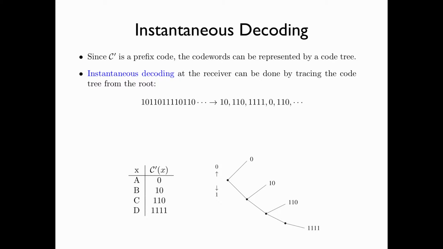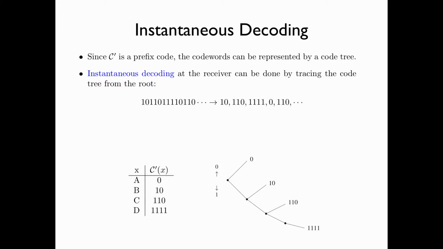Now we are going to show that instantaneous decoding at the receiver can be done by tracing the code tree from the root. Now consider the stream of symbols received at the receiver. First, we receive the symbol 1. So starting from the root, we trace down, and then we receive the symbol 0. So we go up, and then we reach the code word 10. And then we put a comma, denoting that this is the end of the code word.